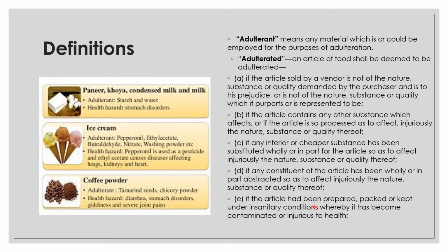If the article has been prepared, packed or kept under insanitary conditions. Okay, so this is also included. If the product has been prepared, packed or kept under insanitary, unhygienic conditions, then it harms the nature, substance or quality of the product, so it is also termed to be adulterated.